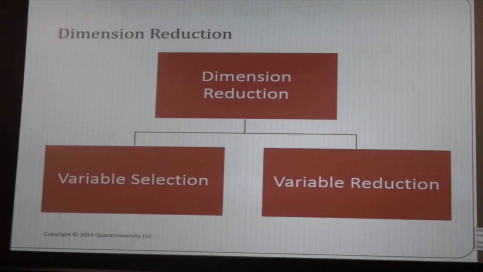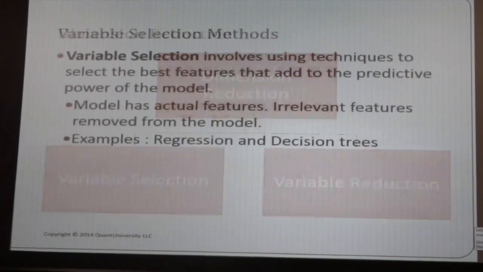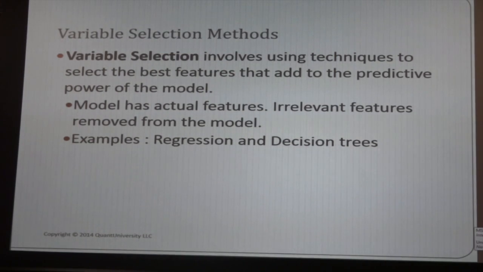OK? So in variable selection, the goal is to see, well, first of all, do we need all these dimensions? Do we need all these columns? How about we select fewer columns and see if we can get all the insights we need from these fewer columns?